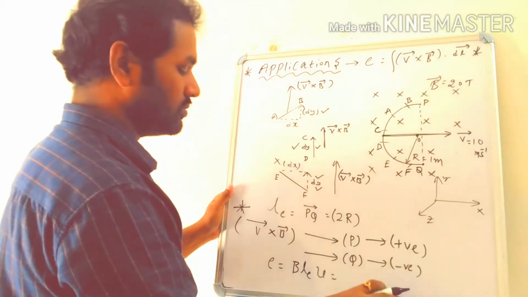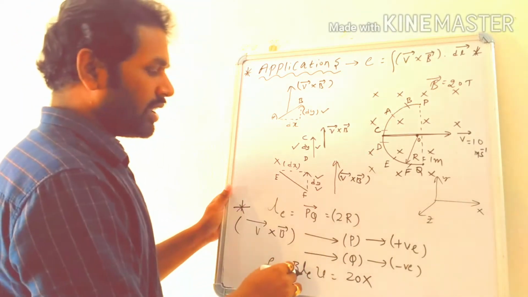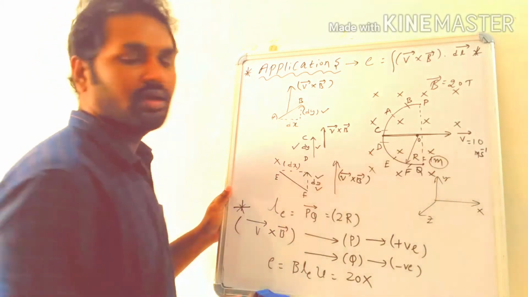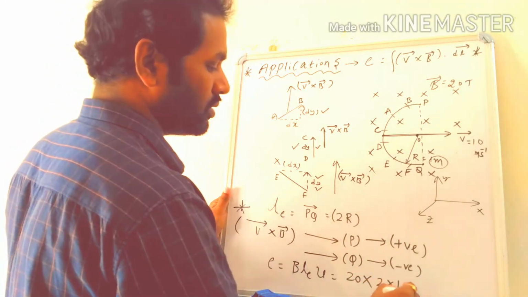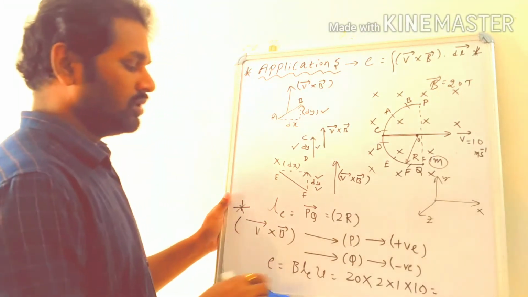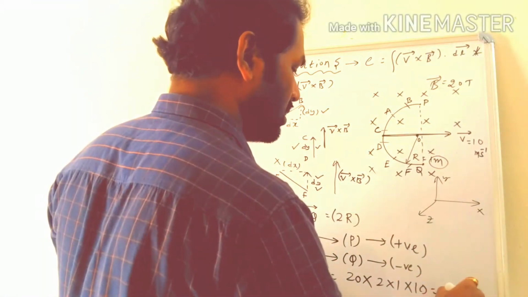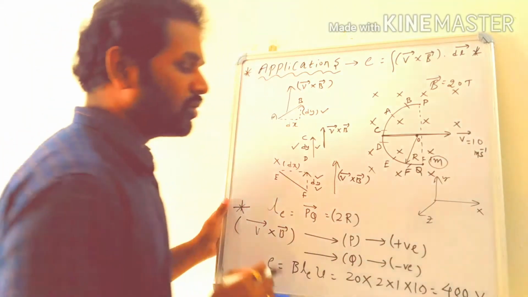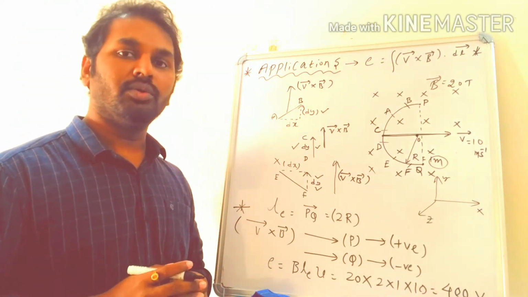So which is equal to how much here in this case? B is given as 20 Tesla, and effective length is 2 times radius. Here radius is given as 1 meter. You can see radius is 1 meter. So 2 times radius is 2 into 1, into velocity 10 meter per second. You can write here 10, which is equal to 20 into 2, 40, 40 into 10, you will get 400, and the unit for induced EMF is volt. And you got the answer, induced EMF for this application is 400 volt.